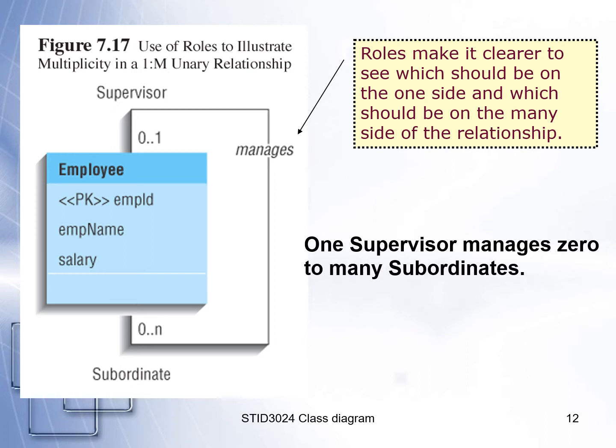As mentioned just now, normally when you write an association of the class, you label it with a verb, and also you put the role. Why you do this is so that it's easier for you and also the others to read the class diagram. For example, in this case, this is a unary relationship. Why unary? Because there's only one class. So how do I read this? I should read: one supervisor manages 0 to many subordinates.